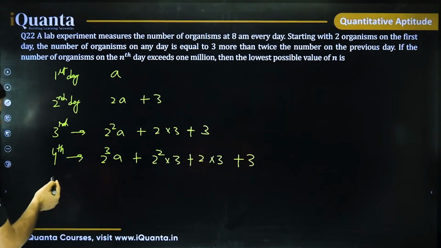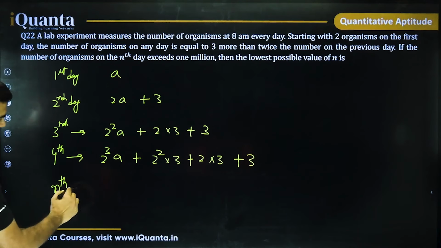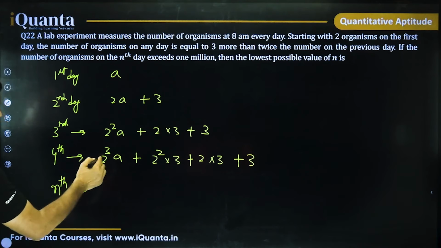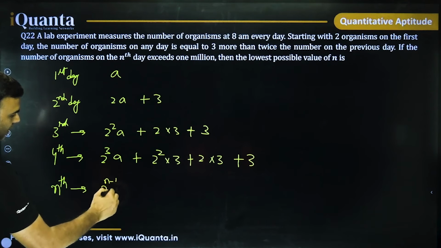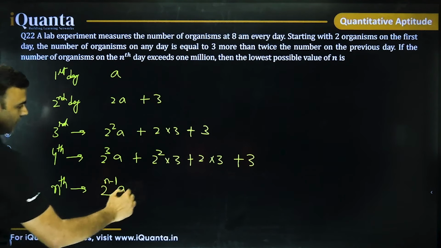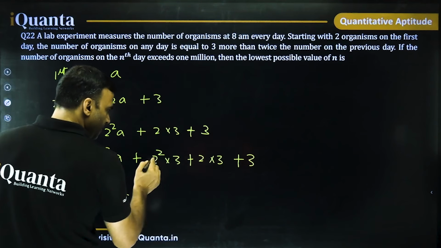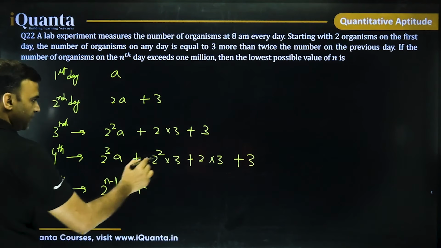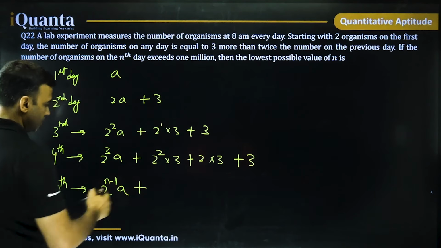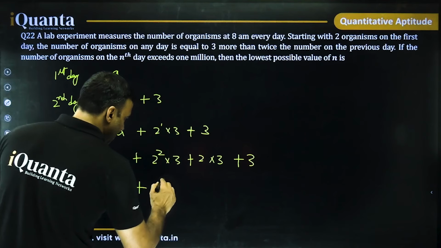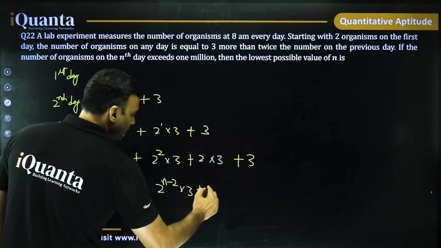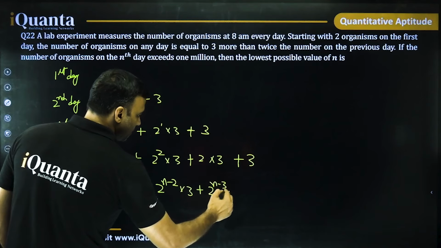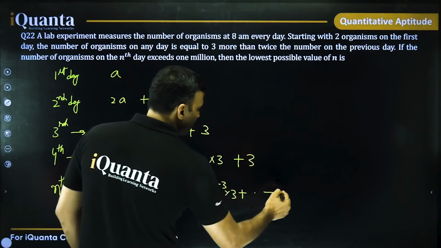By now, I think we can see the pattern on the nth day. On the fourth day, 2 to the power 3. Third day, 2 to the power 2. So on the nth day, it will be 2 to the power n minus 1 A plus all these numbers. On the 4th day, it is 2 square; on the 3rd day, it is 2 to the power 1. So on the nth day, it is going to be 2 to the power n minus 2 into 3 plus 2 to the power n minus 3 into 3. And the last term is going to be 3.